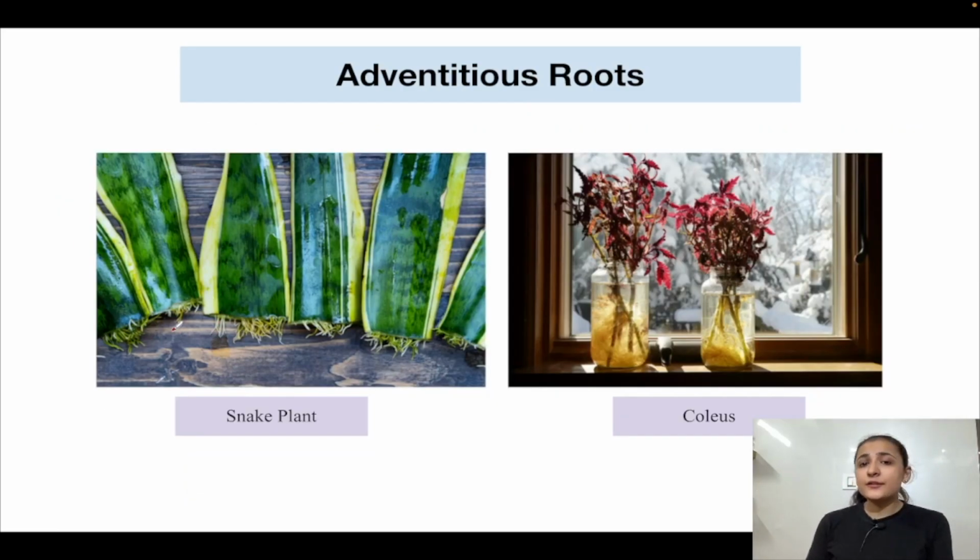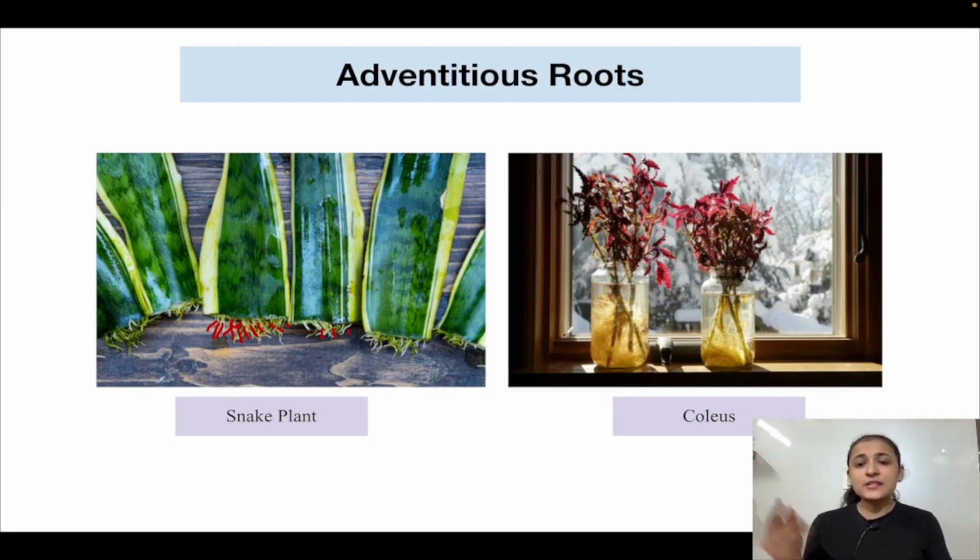Now, snake plant, if you have seen snake plant, also coleus plant. Both of these plants can be propagated vegetatively. So, what do we need to do? We just need to take a cutting of the leaf in case of the snake plant, and if we put it in water, after some time we will see root-like roots appear from the base of the leaves. So, that is how they are propagated vegetatively. These roots, since they are arising from the leaves, note here, from the leaves, are also known as adventitious roots.